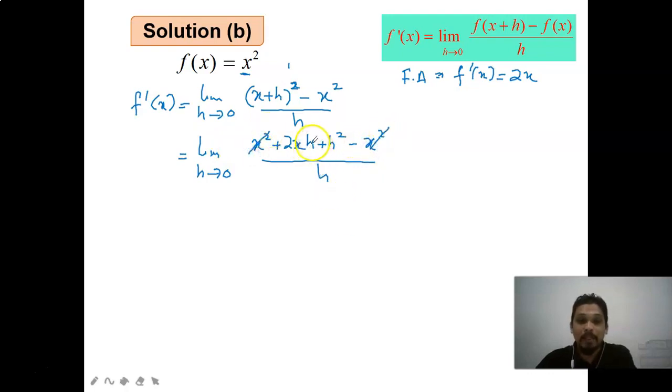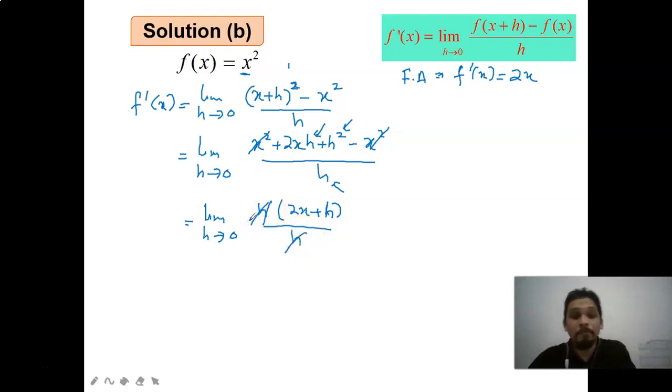Okay, and factorize this. We get h here, one of the h, and also h here. So limit h approaching 0, factorize it, h(2x plus h), and divide by h.